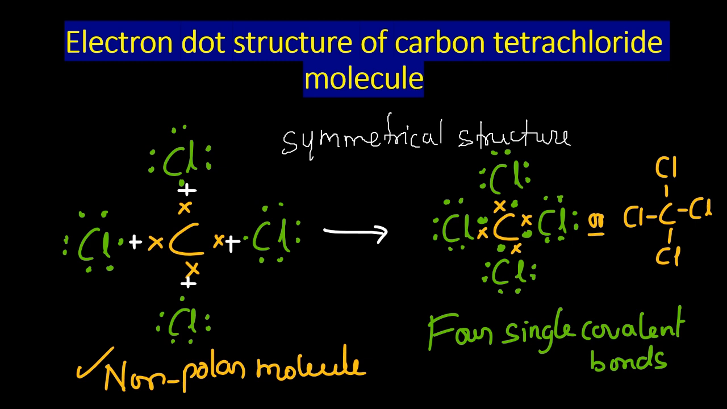What happens? All the chlorine atoms will pull the electrons towards themselves, but all of them pull the electrons equally but in opposite directions. So the total net effect of pulling will be 0. Therefore there is no partial positive and negative charge formation here, hence the molecule is non-polar.